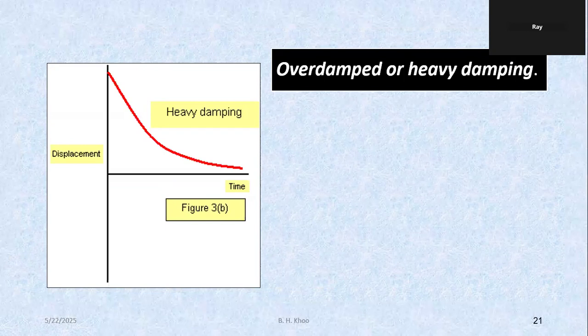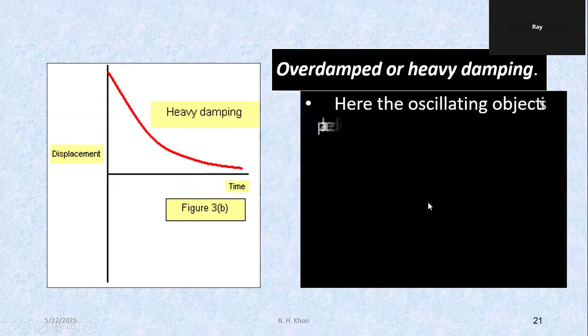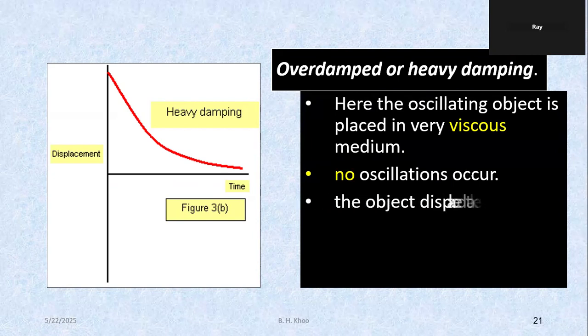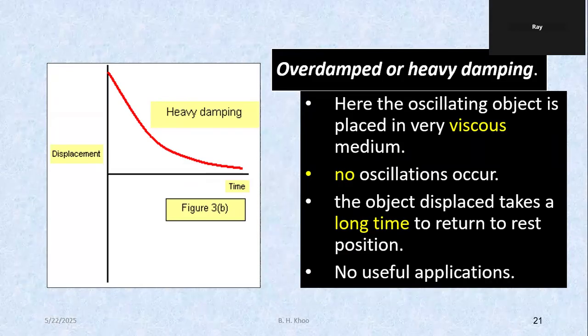Over damping or heavy damping. Right? Damping so much that when you displace it, it slowly returns to the rest position. Takes a long time. Here the oscillating object is displaced in a viscous medium. It can be oil. No oscillation occurs. You displace it, it takes a long time to come back to rest. No useful application. Right? We try to avoid it.